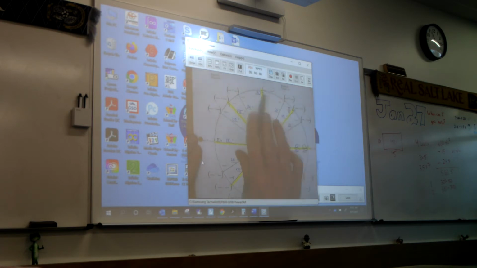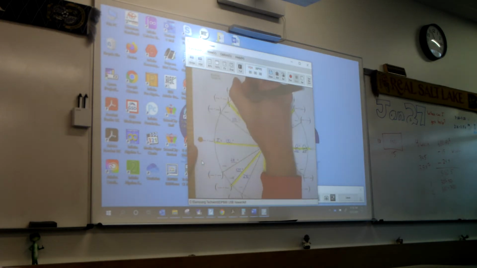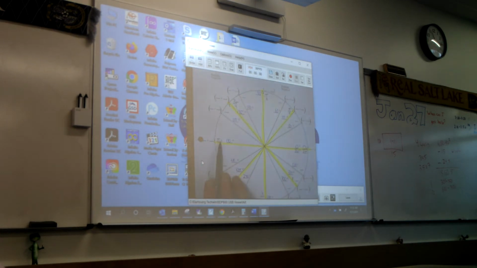When I go to 2 pieces, that's 2 pi out of 4, but that reduces to just pi halves. We're always reducing. Now I go to 1, 2, 3 pi fourths. And then I do 1, 2, 3, 4 pi fourths, which is just plain old pi. Okay, let's keep on going. 1, 2, 3, 4, 5 pi fourths.